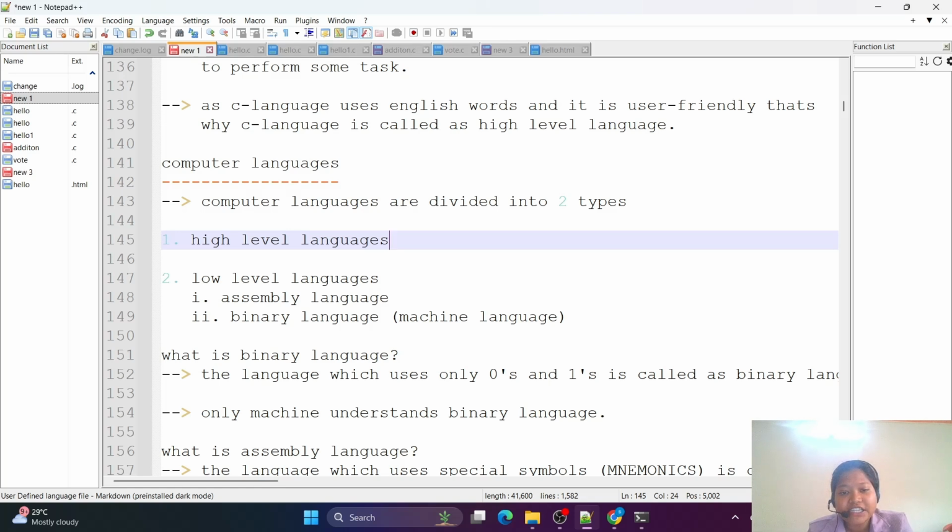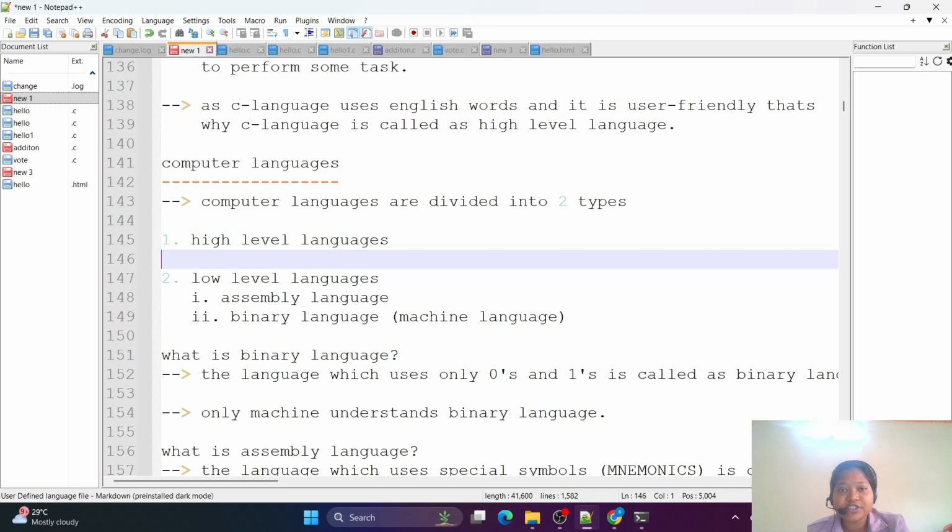So it requires a translator. Actually, high level language requires a translator to communicate with a computer. And if we talk about the advantages of high level language, it is more user friendly, we can develop new programs very easily. And if some error is there in the program, we can rectify it very quickly. And next is disadvantages.